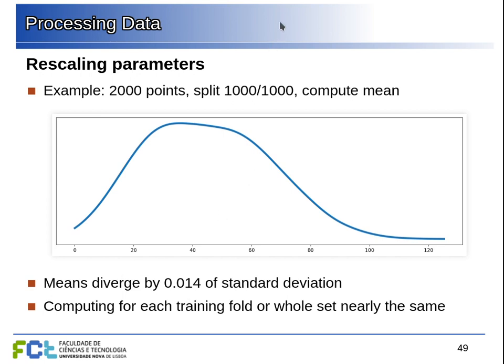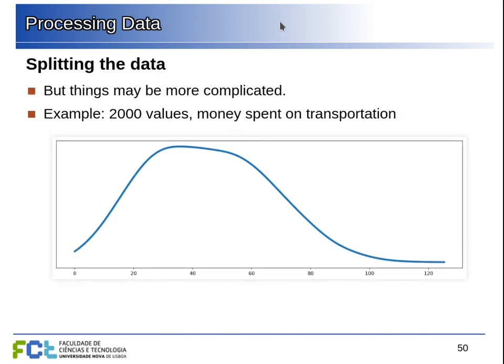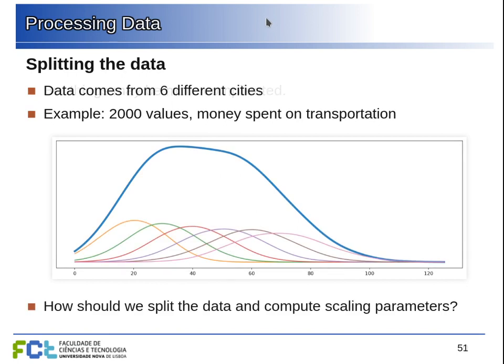However, this is not something that will always be like this. It may be more complicated if you are not sure the points come from the same distribution. For example, suppose that these 2,000 values we have are the money people are spending on transportation. And so some people spend lots of money on transport to go to work and so on. Others just walk and don't spend any money. And we have this distribution. And suppose this data come from different cities. In different cities, there are different levels of costs for transportation. So different cities may have different distributions.